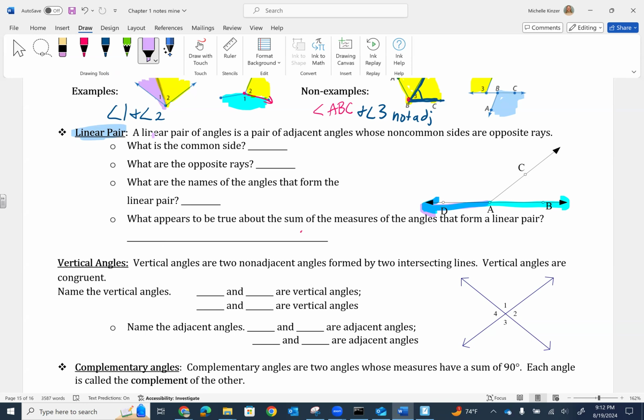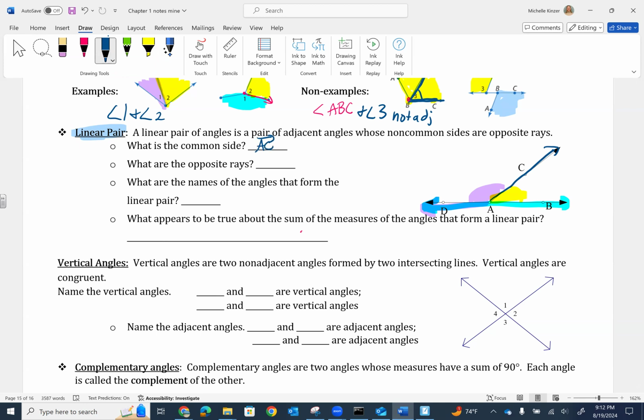So AD and AB are opposite rays. And notice the ray that separates them is going to be AC. So here is one angle right here, DAC, and here's the other angle that's adjacent to it, CAB, and together they make 180 degrees. And so what is the common side? The common side is ray AC.